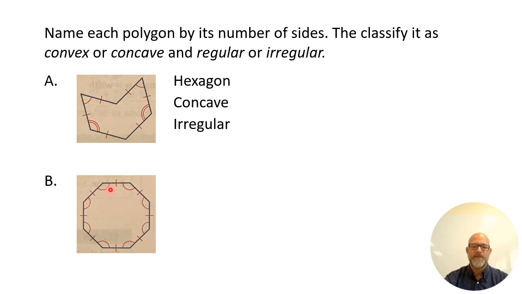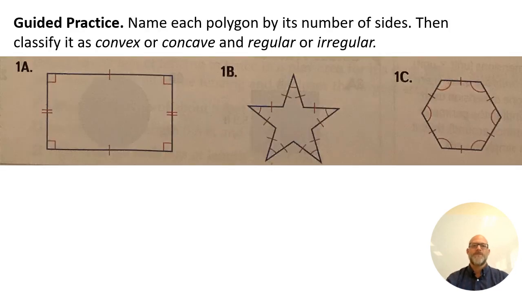And how many sides does it have? 1, 2, 3, 4, 5, 6, 7, 8, so it's an octagon. It's an octagon that's convex and regular. Want to try these? All right, let's try these. You might want to pause it here and see what you get.